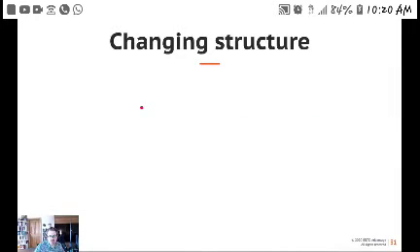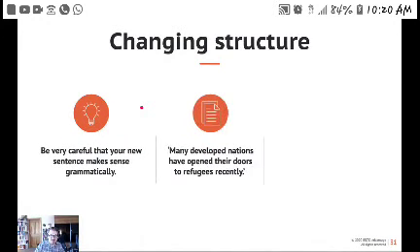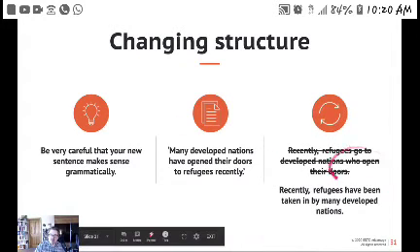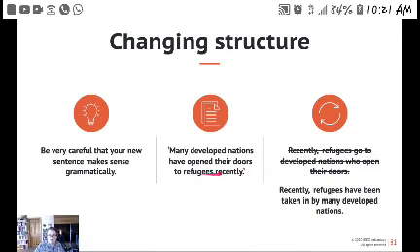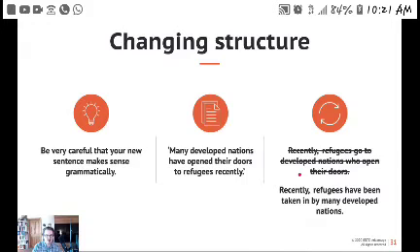You can also change the structure. So be very careful that your new sentence makes sense grammatically. Many developed nations have opened their doors to refugees recently. So what we can do is we can change it around. Recently, refugees have been taken in by many developed nations. So we've kind of changed the structure around. Instead of recently at the back, we've changed it around and put it in the front. But if we did it this way, and not really thinking about the grammar, then we're going to be making lots of grammar mistakes. So that's why we say always be aware of grammatical changes.